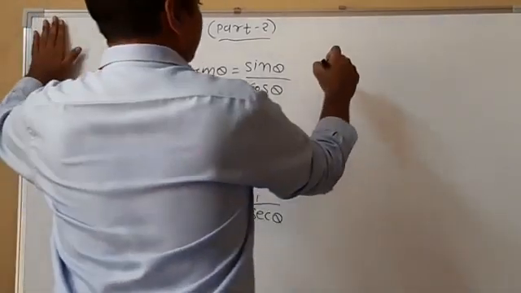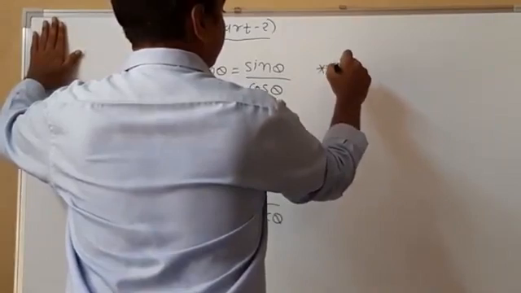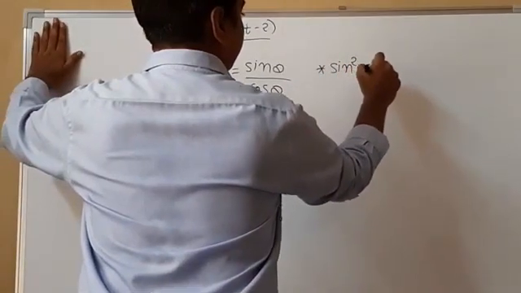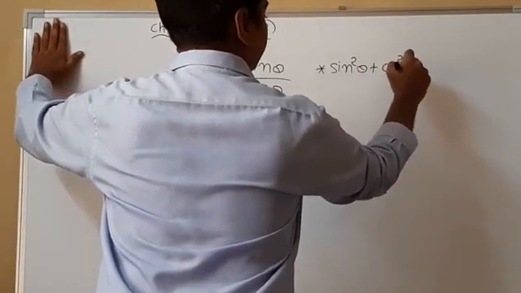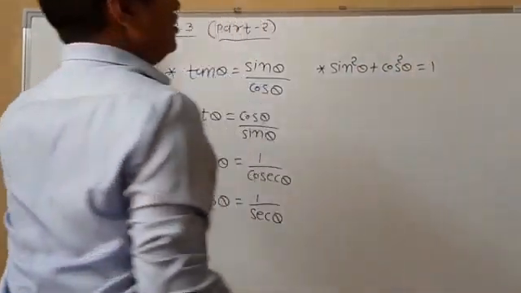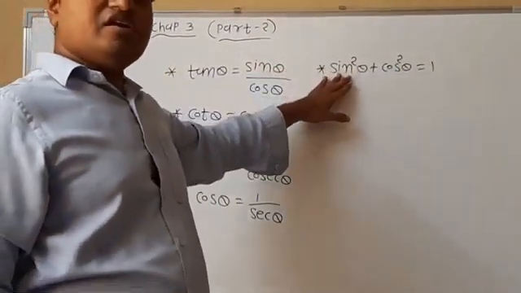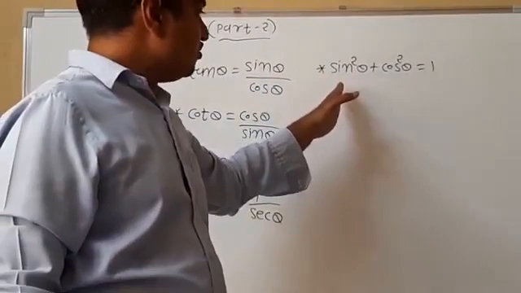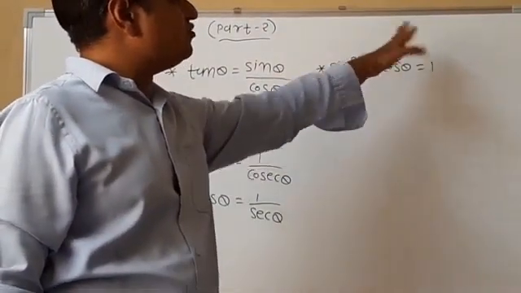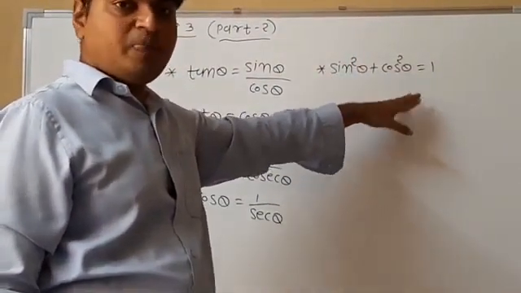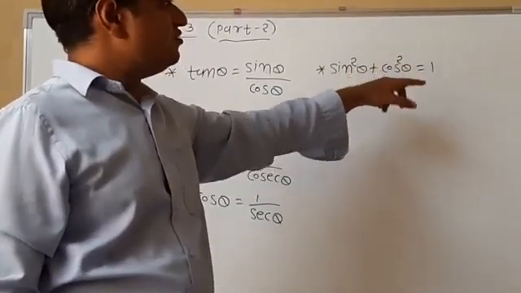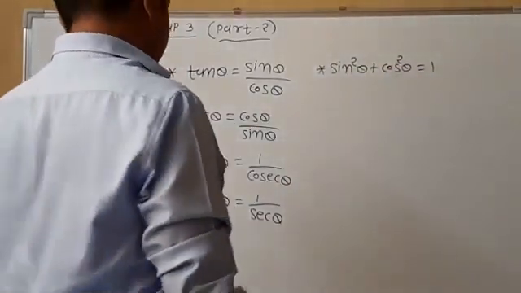Now we know that sin square theta plus cos square theta is equal to 1. This identity can be written in two other ways. We can also write sin square theta is equal to 1 minus cos square theta, and cos square theta is equal to 1 minus sin square theta.